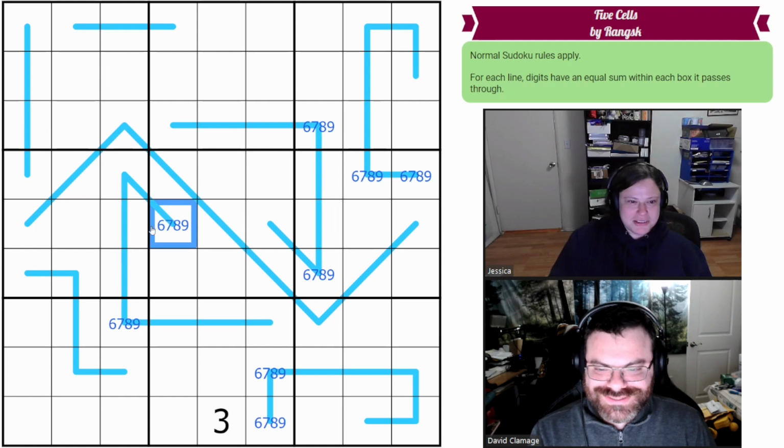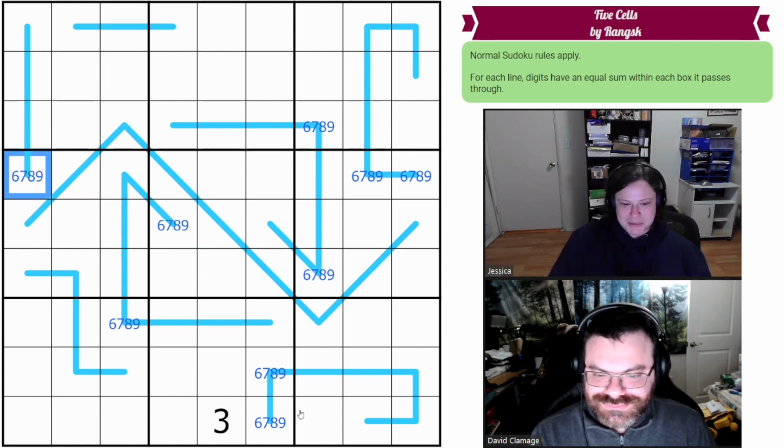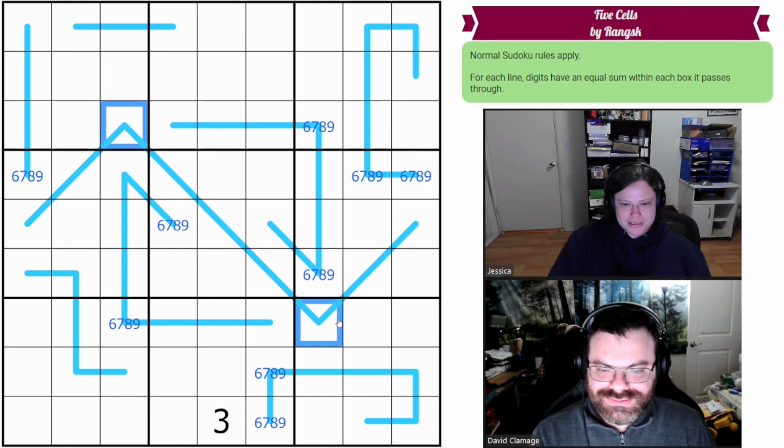Should I be coloring in places? You can do whatever you like. I can do whatever I want. Is that all of them? Oh no, there's this one too. Look at that. Okay.